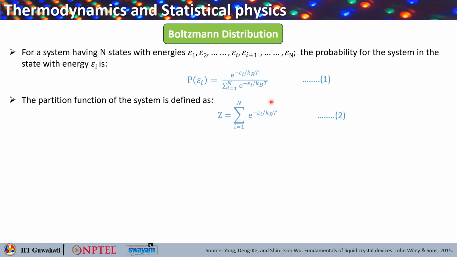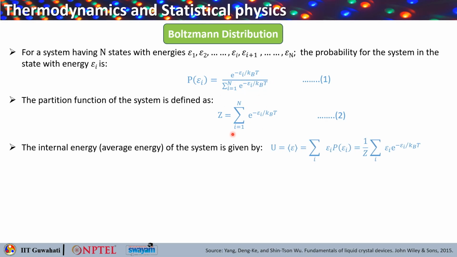So, what is the partition function? The partition function is defined as Z, which is basically the sum of this. So, this is basically the partition function. Okay. So, you can write this as 1 over Z into this term, right, as simple as that.